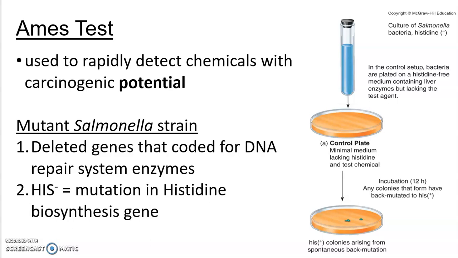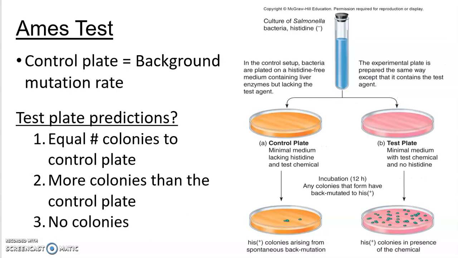So now we've got this system set up and we can do the same kind of thing. Here we have our control plate over here, and this is giving us the number of background or spontaneous back mutations that are occurring out there. And over here you do your experimental plate, and the only difference with this one is you can throw in your chemical that you're testing to see if it's a mutagen. And if we look at this, we get an increase in the number of reversion mutations. So we would see an increase in the number of cells.